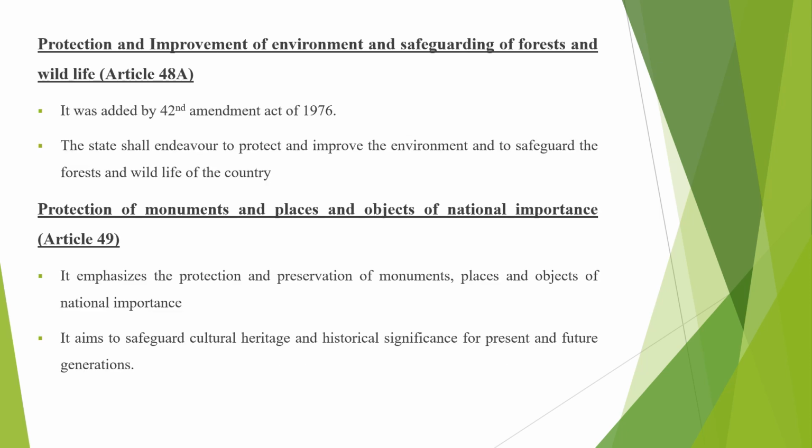Article 48A. Article 48A talks about protection and improvement of environment and safeguarding of forest and wildlife. It was added by the 42nd Amendment Act of 1976. This article says that the government should protect and improve the environment and safeguard forest and wildlife. So what does that mean?